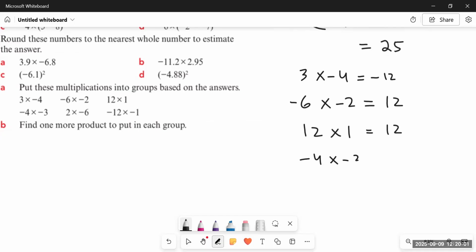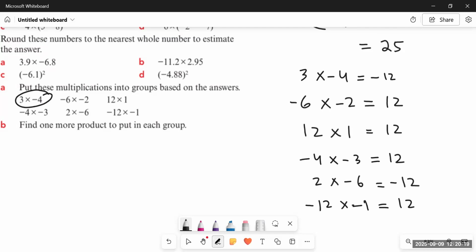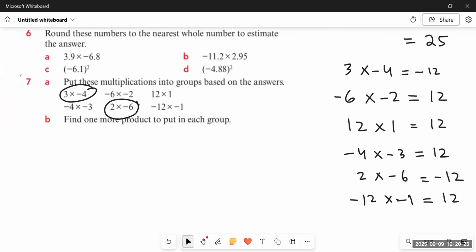Minus 4 multiplied by minus 3 is equal to positive 12. 2 multiplied by minus 6 is minus 12. And minus 12 multiplied by minus 1 is again positive 12. So in 4 of the situations, we are getting positive 12. And in only the first one and the fifth one, we are getting the negative answers. So we will keep one of them in the positive group and the other in the negative group.